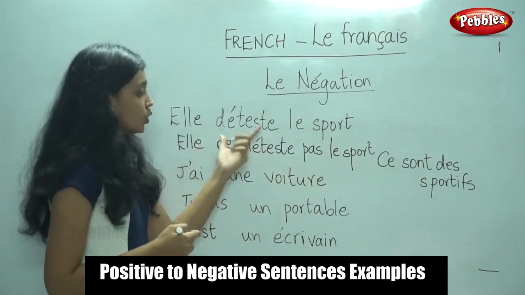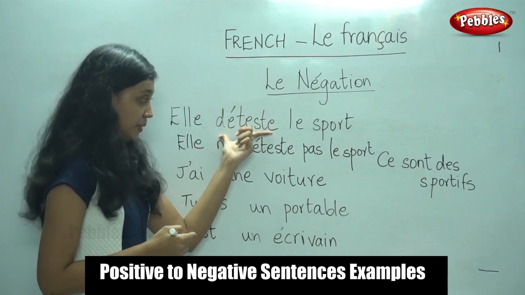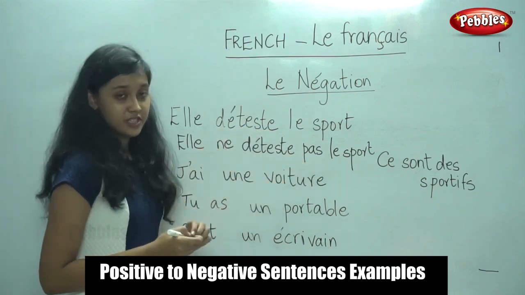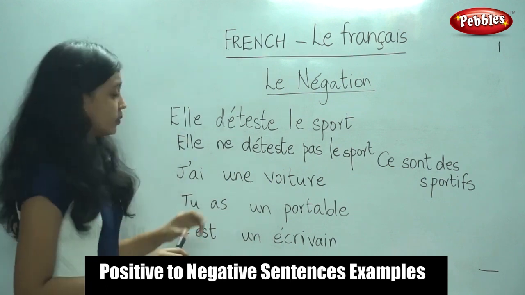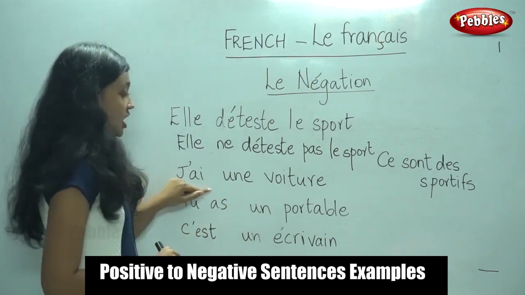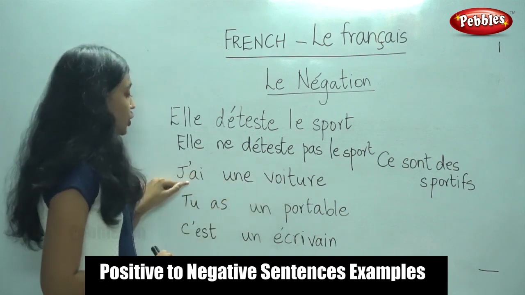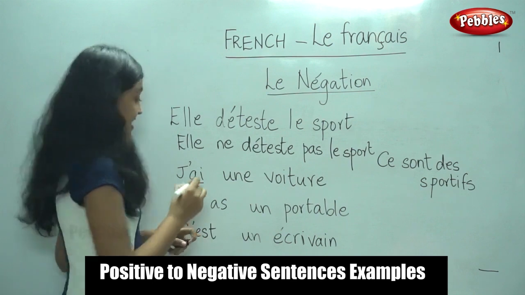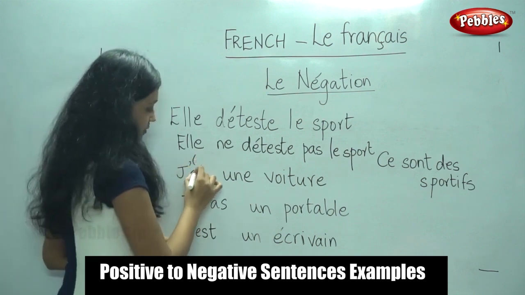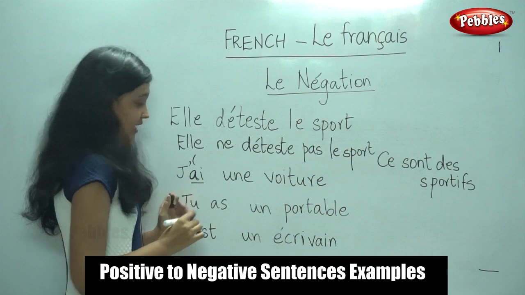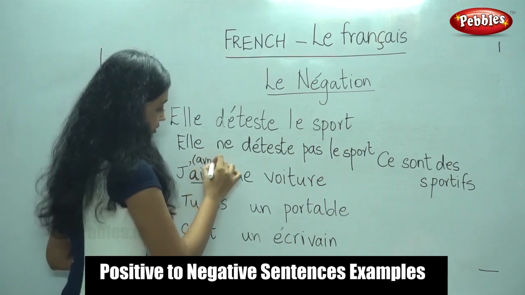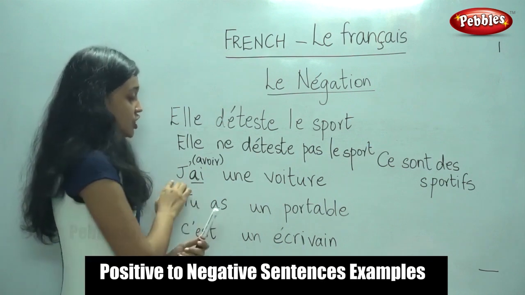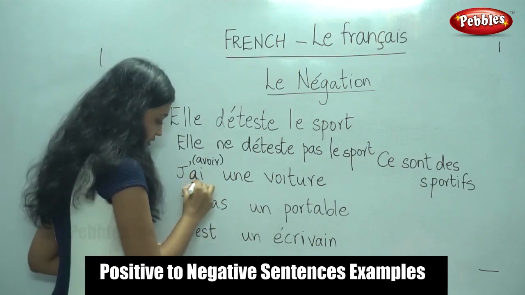So what did we do? We first identified the verb. We placed ne before the verb and pas after the verb. Now when we move on to the next sentence, j'ai une voiture. Do you remember this verb here? J'ai? Yes, it is. We learned this conjugation yesterday. It is the avoir verb. So in je conjugation, it is j'ai. So we have identified the verb.